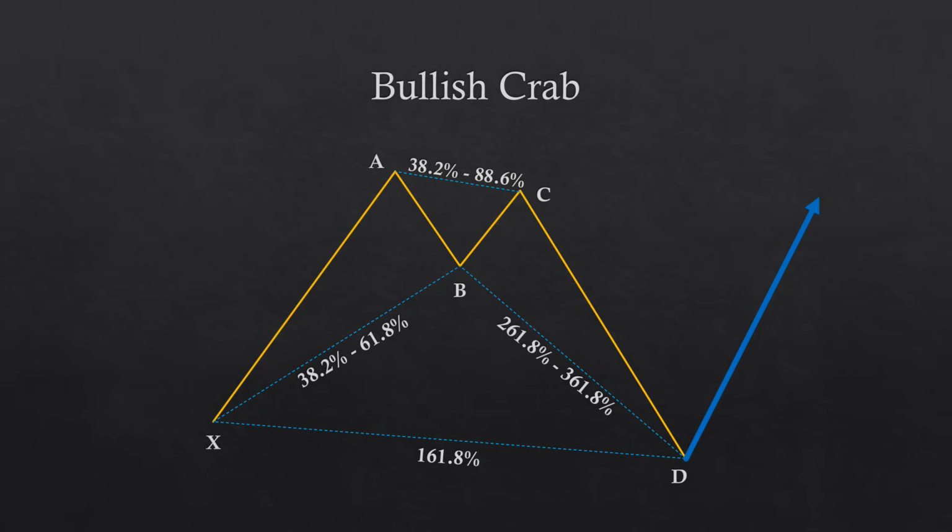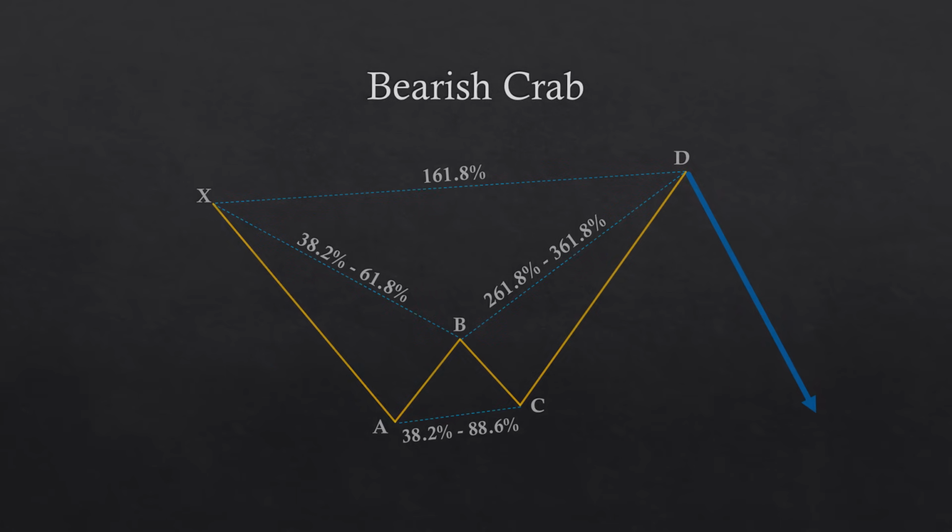The ratio between CD and BC legs must be between 261.8 and 361.8%. The ratio between AD and XA must be 161.8%. In the bearish crab, we have the exact mirror image of the bullish crab. The same properties we observed in the bullish crab still hold true for the bearish version of the pattern. There is a variation of the crab pattern that is called deep crab.